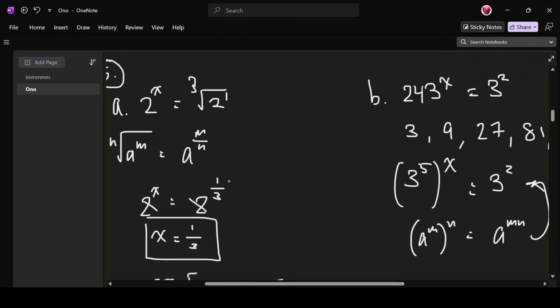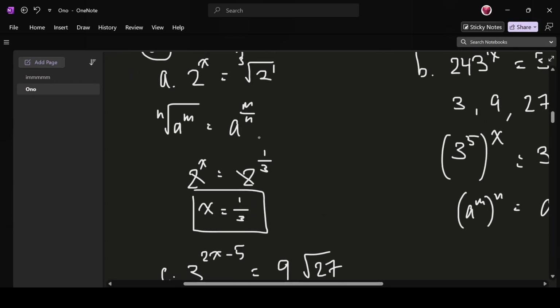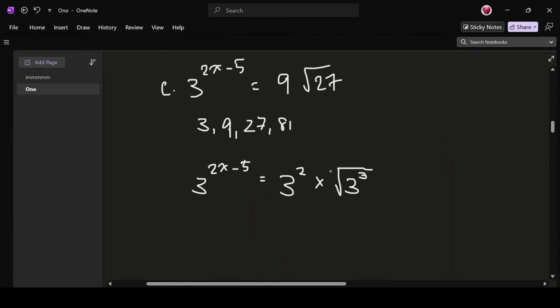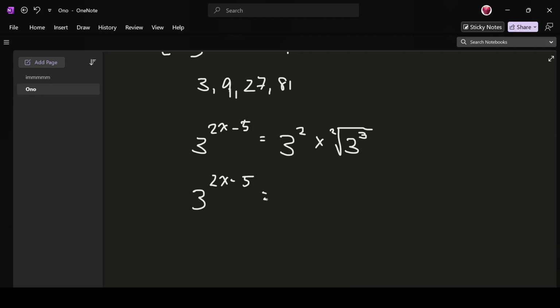Now, we use this law again. In this case, the 3 is the a, the 3 is the m, and the n is 2. There's a 2 here, it's just not written. So I'm going to copy this down. 3 to the power of 2x minus 5 is equal to 3 to the power of 2 times, when we want to convert this, we just write it as 3 to the power of 3 over 2. Now we use another law. A to the power of m times a to the power of n is equal to a to the power of m plus n.